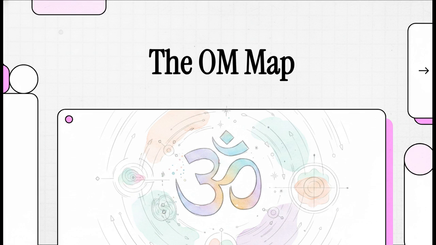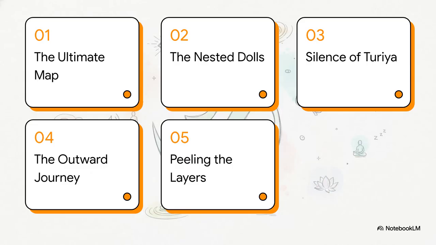Seriously, what we're about to unpack is literally a step-by-step guide to understanding the deepest layers of your own consciousness. So let's just jump right in. Here's our roadmap for today's explainer. We'll start off with the ultimate map, unpack the nested dolls, and explore something called the silence of Turiya. From there, we'll shift gears to the outward journey, and finally, we'll wrap things up by peeling the layers.